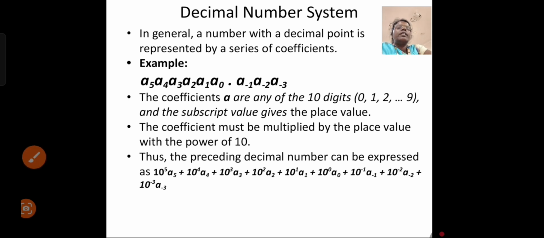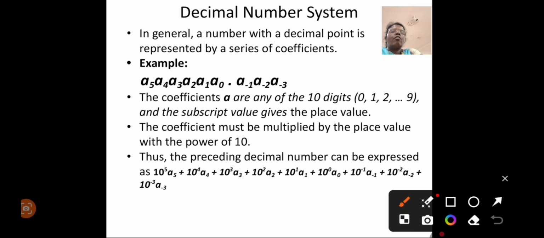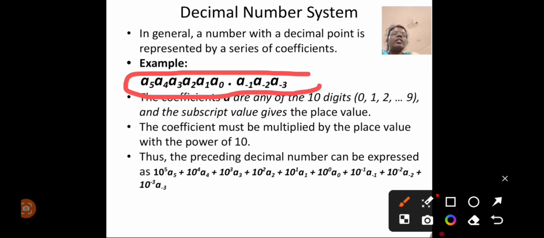Now consider the decimal number system, right? We have understood the possible representations using binary bits and how many values can be derived. So now we can understand the decimal number system. The general format for representing the decimal number system is this one, where the coefficients are given here. A number with a decimal point is represented by a series of coefficients. What are the coefficients? This is the integer part, and that integer part has 6 coefficients.